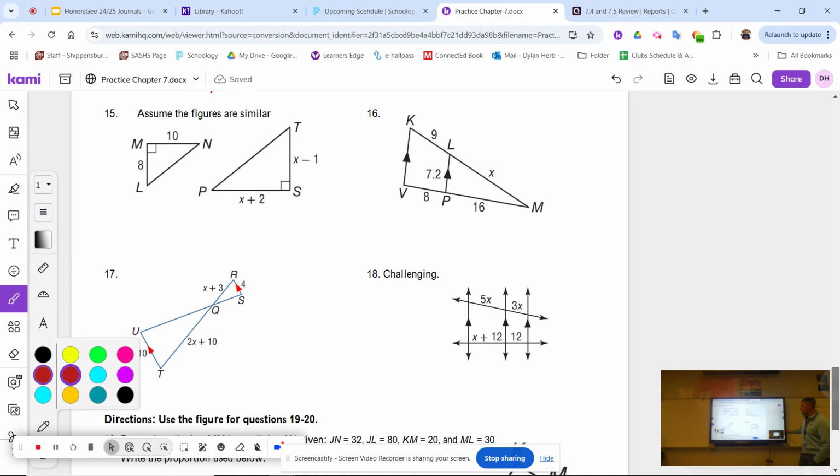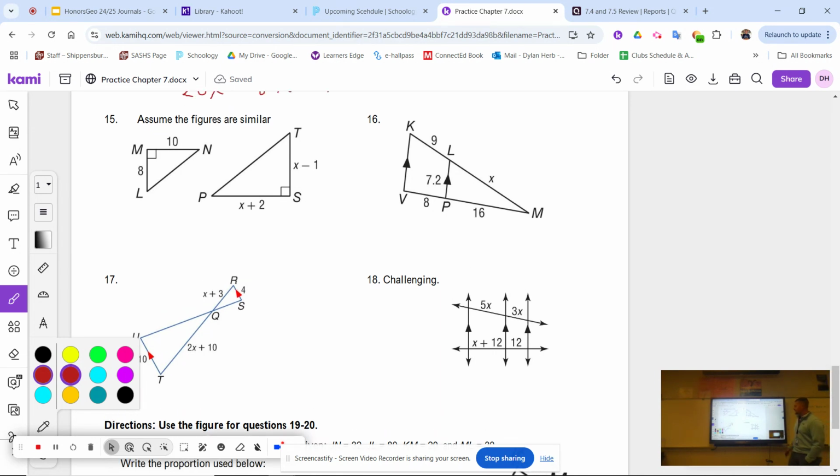Number 18 is a little tricky. When you have parallel lines and two transversals, you have a proportional relationship here. So 12 is proportional to 3x, as like this side is proportional to this side. So if you set that up, you would have 3x over 12 is 5x over x plus 12. Setting it up that way would actually make it more difficult to solve, because you're going to have a quadratic, you're going to have an x squared in there, and you're going to have to use some things that you learned in Algebra 1 to solve that.